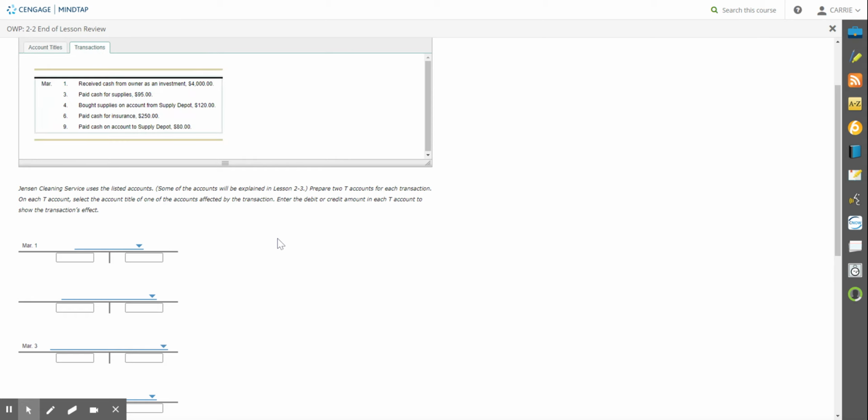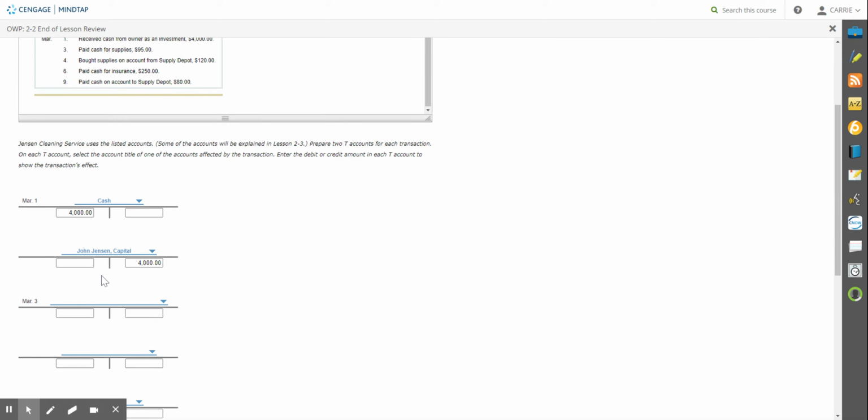We received cash from the owner as an investment for $4,000. So our two accounts are going to be cash and our capital account. We're increasing cash with a debit of $4,000. We're increasing capital with a credit of $4,000. See how my debit is first? Because the debit should always go first.